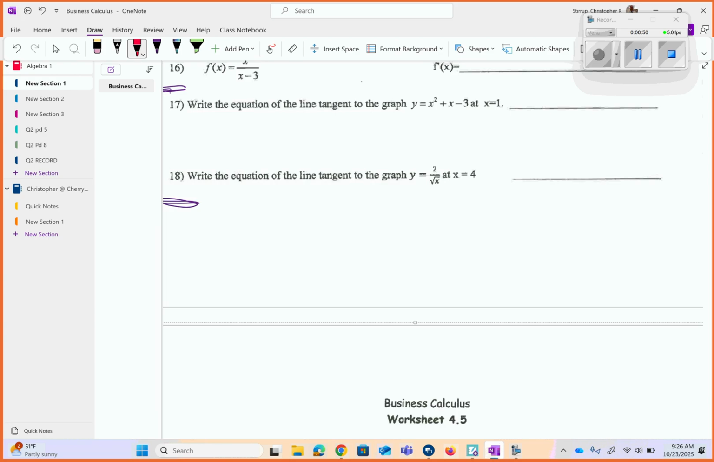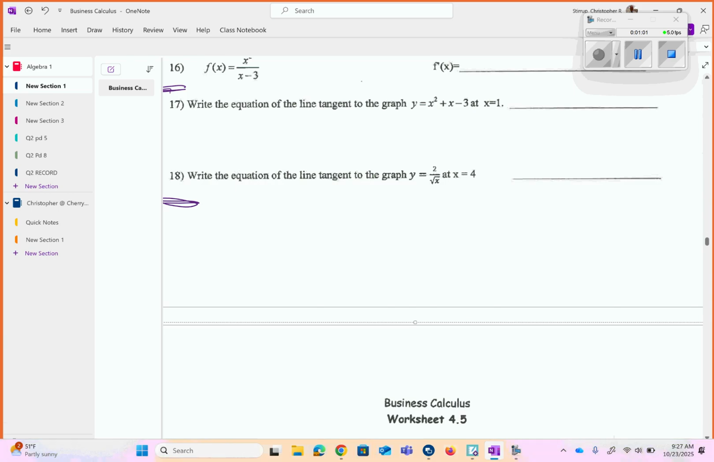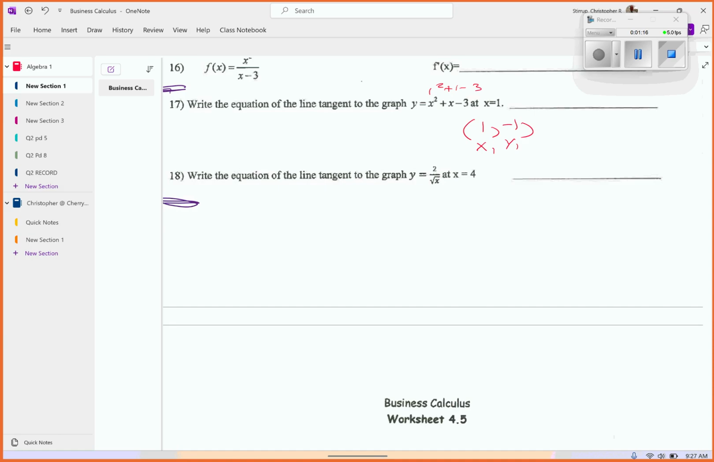All right, so these are definitely the same type of problem that we had worked last time. Agree? AKA yesterday. All right, so we can figure out the point. We can just plug 1 in, so that's 1 squared plus 1 minus 3, which is going to give me -1. So that'll be my x1, y1. And then we want to find the derivative, so y prime is equal to 2x plus 1.